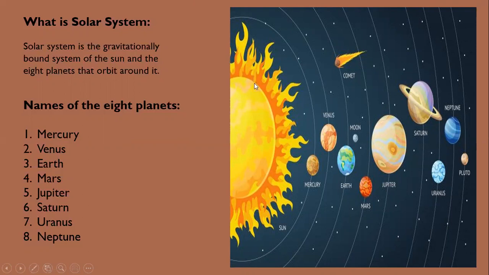As you can see, the biggest object in the solar system is the sun, and all 8 planets are orbiting around the sun in their fixed path. Our earth is here on the 3rd place. This is the place of earth in the solar system. These are all other planets, 8 planets: Mercury, Venus, Earth, Mars, Jupiter, Saturn, Uranus, and Neptune. They have circular motion around the sun, and they have their fixed path.